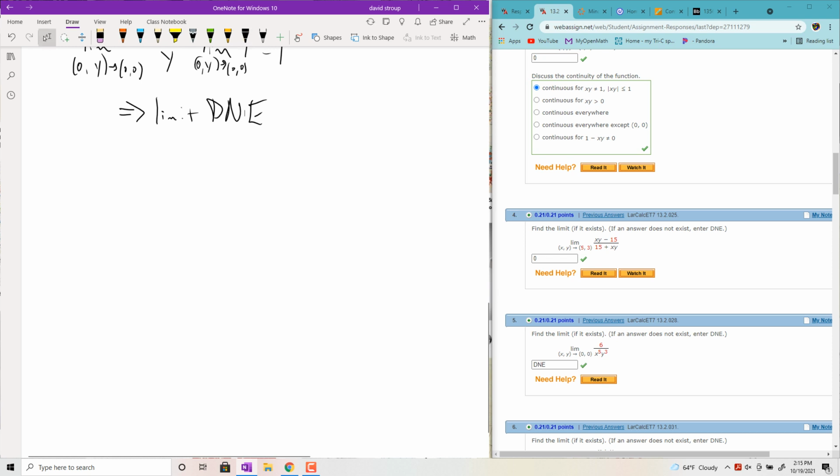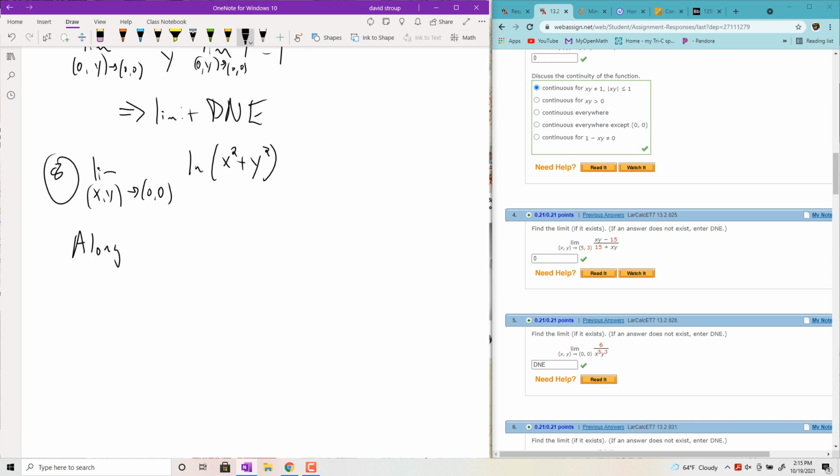The other way was if you could find a limit that goes to infinity in any of the potential directions. So for example, number 8, we have the limit of x comma y going to 0, 0 of the ln of x squared plus y squared.